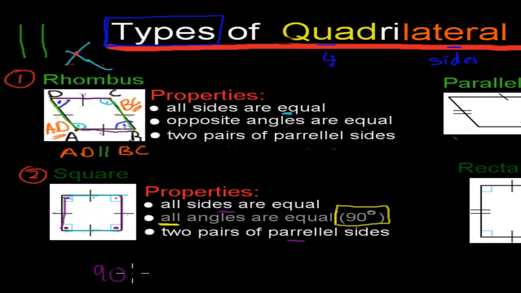So if we just add them all up, 1, 2, 3, 4, so 90 plus 90 plus 90 plus 90, we would get 360. And that's important because remember, all angles have to add up to 360, and that works out for a square. So for a square, all angles are equal, whereas in a rhombus, only the opposite angles are equal. That's the only difference between a rhombus and a square.